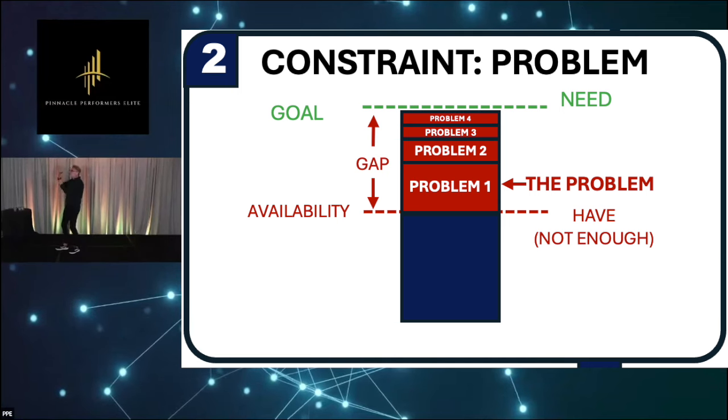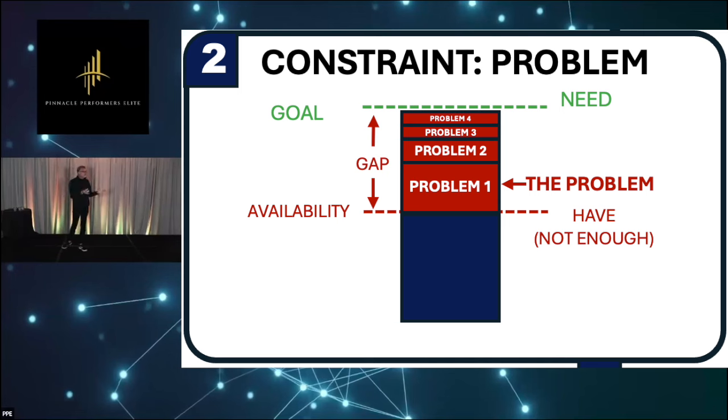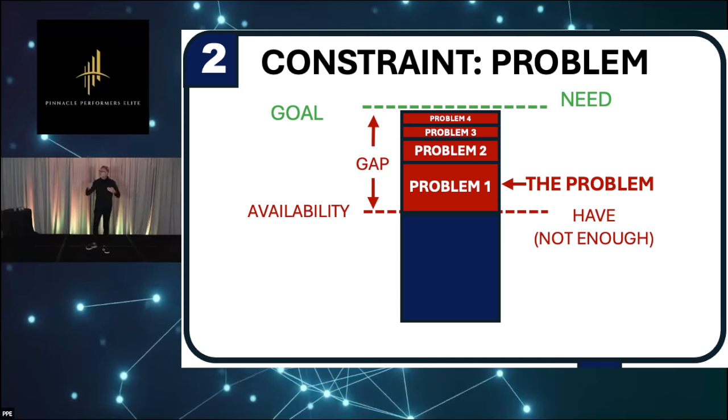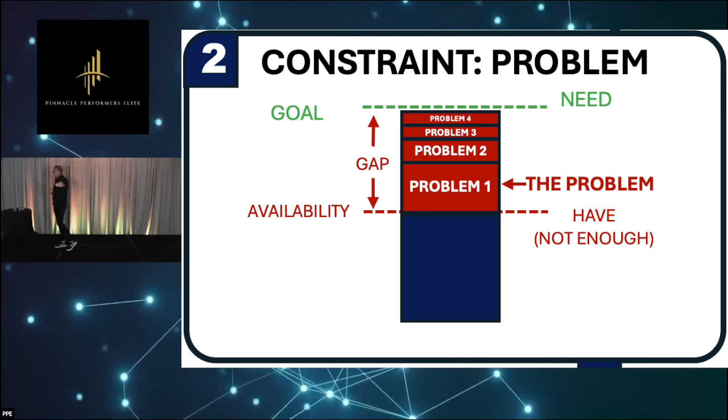So even though there could be multiple reasons why we don't have enough, for example, if I'm running a machine, I could be losing capacity because I'm overproducing. I'm producing a batch of 100 when the clients only need 20. Or I've produced 100 features in my software when the users are only using 20. That's overproduction.